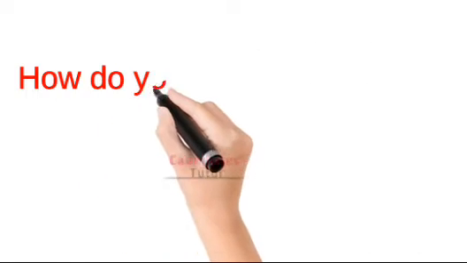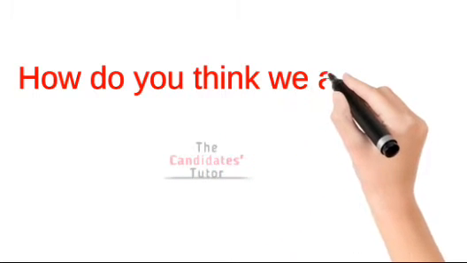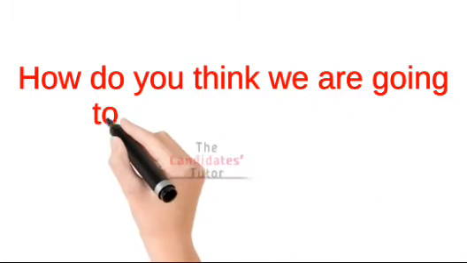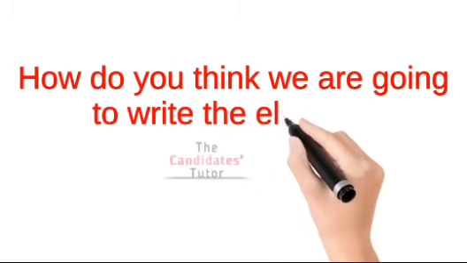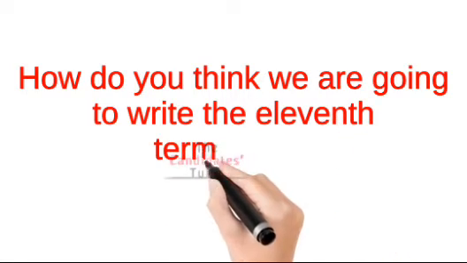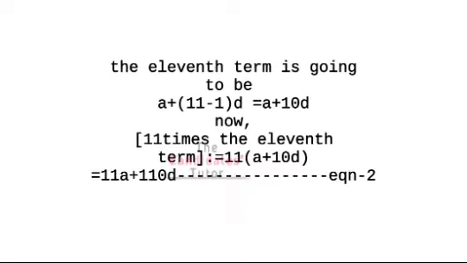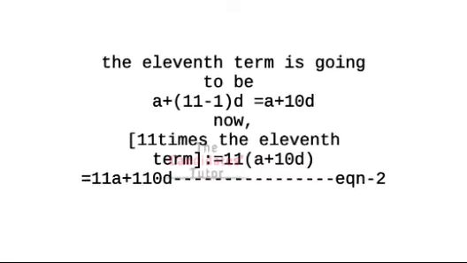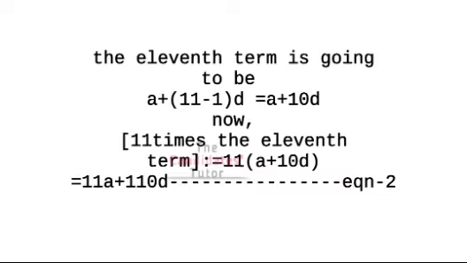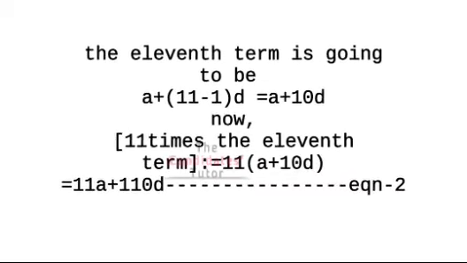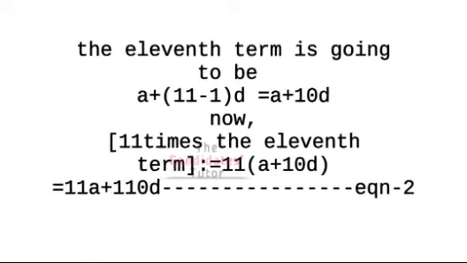Next, we will need the 11th term. So how do you think we are going to write the 11th term? You can just pause the video and give it a try, okay? So we know that to write the 11th term, n is going to be 11. So you're going to have a plus (11 minus 1)d, which is a plus 10d if we simplify it.